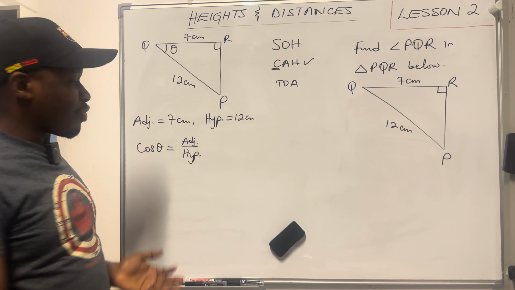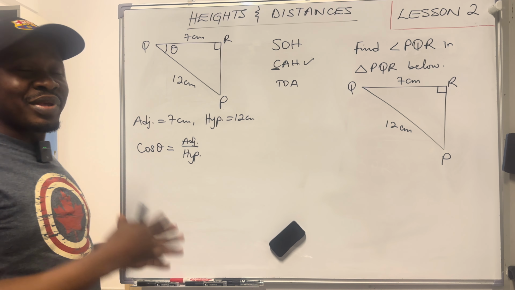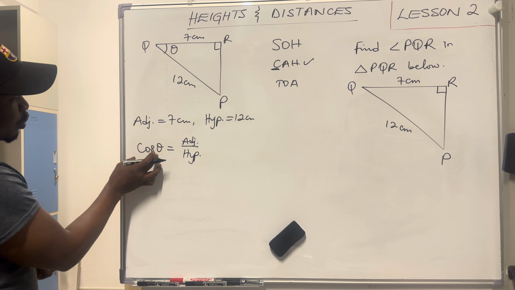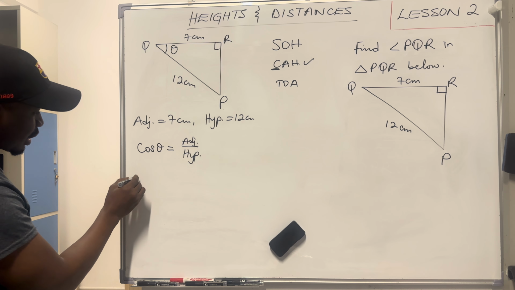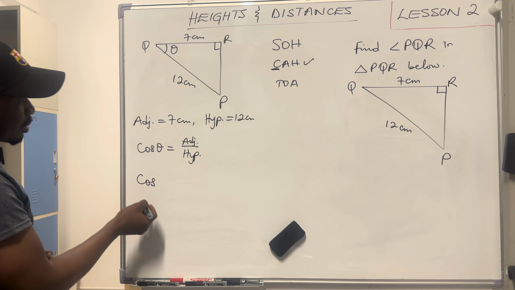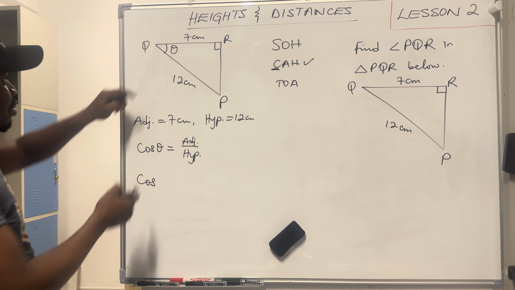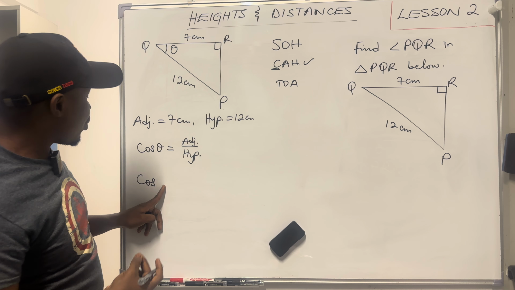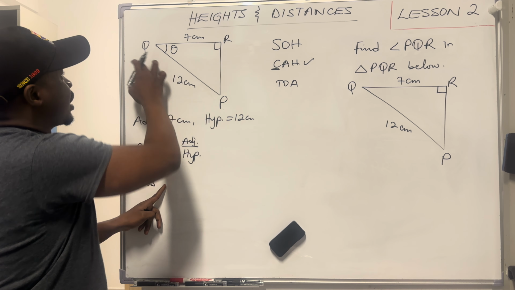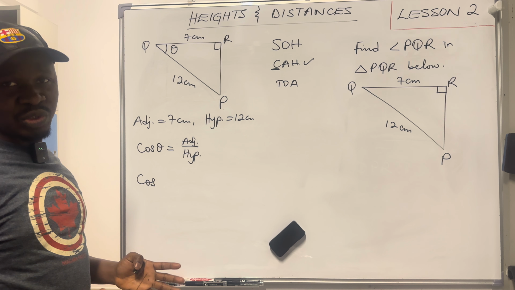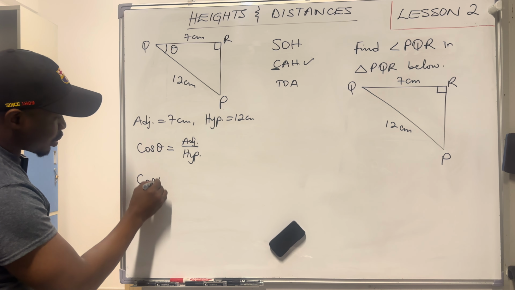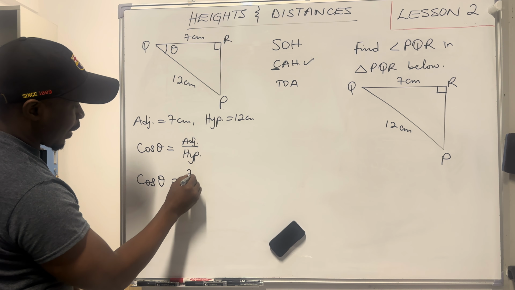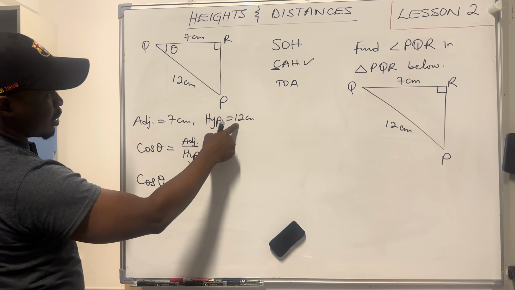It is optional for you to write this one. In fact, only beginners write this one. Now, what do we want to find? We want to find the angle. So we say cos. What is the angle? Because I identified it as theta, otherwise we would have written cosine of angle PQR. So cos theta is equal to, what is the adjacent? 7. The hypotenuse is 12.